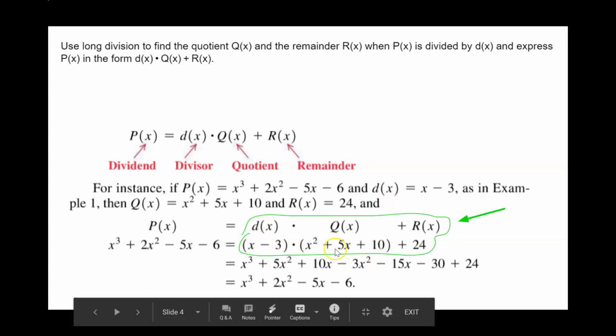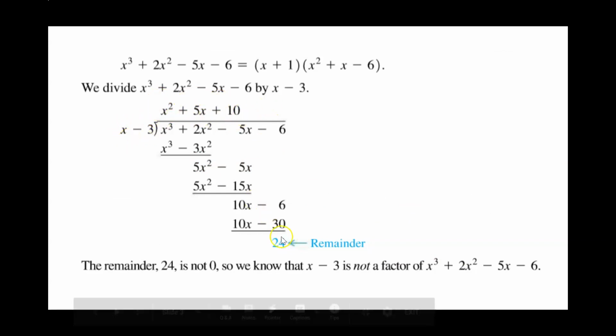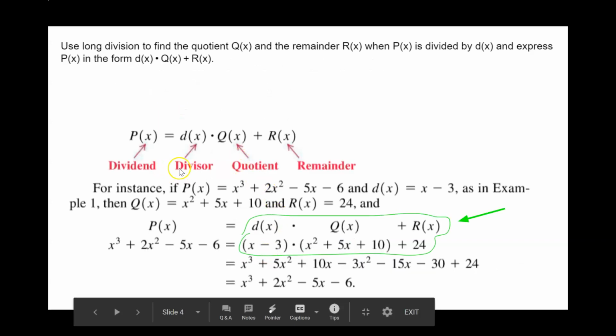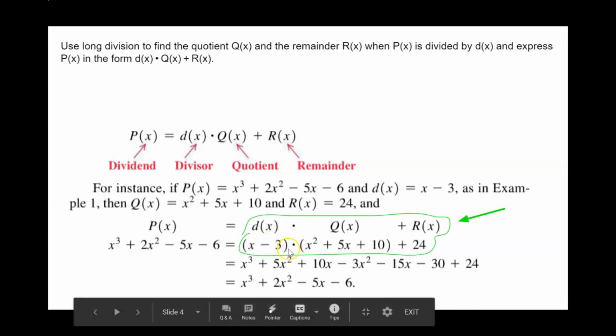Our result, once we did the long division, is that the number on top of the long division bar is considered to be the quotient. So we have x squared plus 5x plus 10, and then plus the remainder of 24. Just to recap, here is the part up here, this answer here, and then the 24. These are the three parts that we're going to use to replace into here: the divisor, the quotient, and the remainder. So you have to have multiplication.